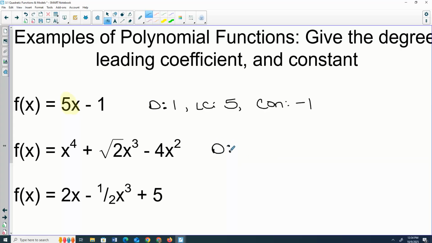Second one, what's my degree? Leading coefficient. Looking at the x to the fourth, that was my highest power of x. What's the number in front of that term? 1. What's my constant? 0. There isn't a term without a variable.